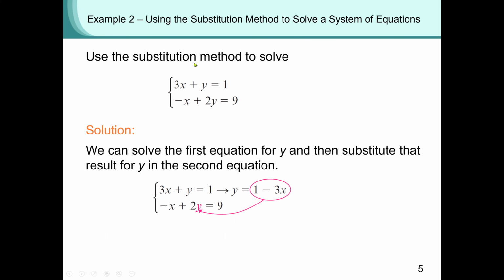So here we are going to use the substitution method to solve the following system of linear equation with two variables and two equations. So here we have 3x plus y equal to 1. And also we have minus x plus 2y equal to 9. To solve this problem means we need to solve for the value of x and y. Now we are going to use substitution method.